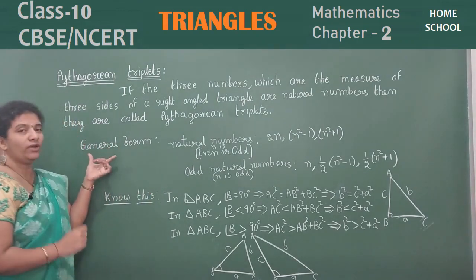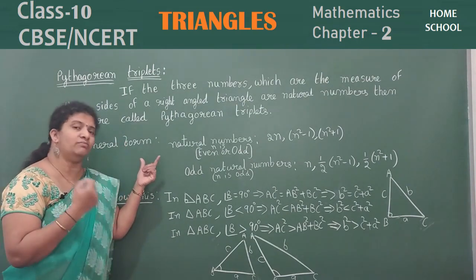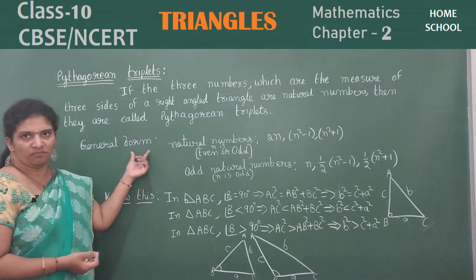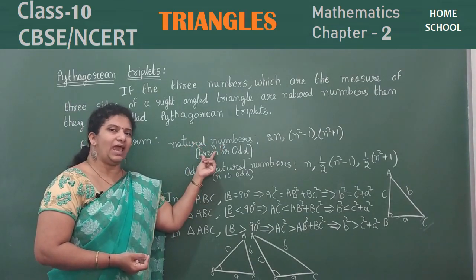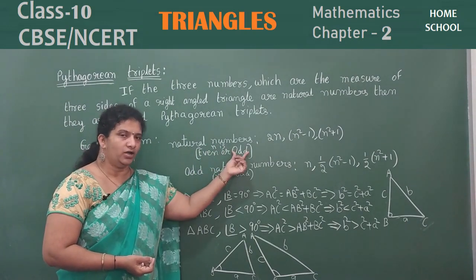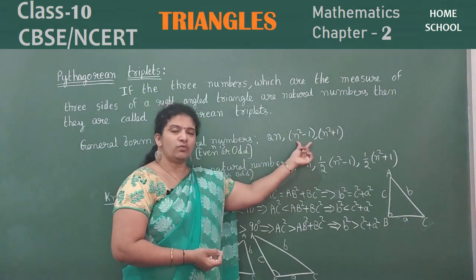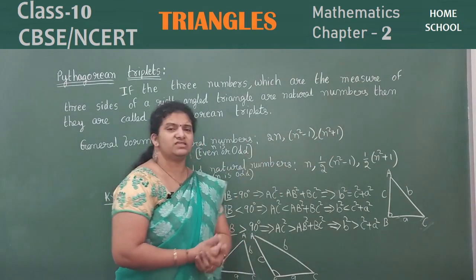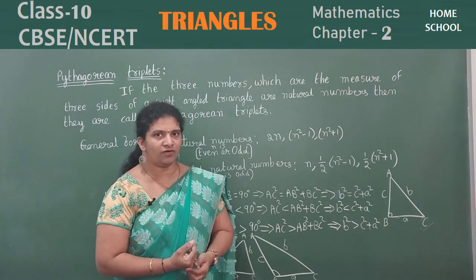Look here, how can we identify a Pythagorean triplet, or how can you frame triplets? Look here, the general form for natural numbers, whether n is even or odd, is 2n, n square minus 1, n square plus 1. What is this general form? We have seen it in arithmetic progression. Do you remember the general form?